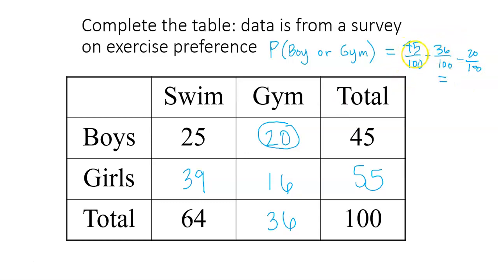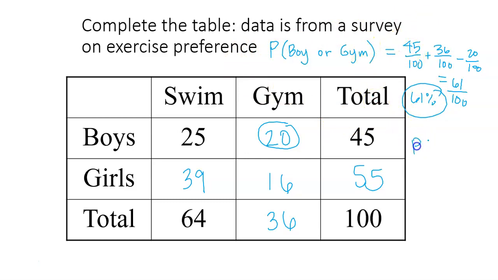So this would basically be 61 out of 100, I think, if I did my addition correctly. Let's just double check it really quickly. 45 plus 36 minus 20. Yeah, it was 61 out of 100, which is 61%, right? So there are 61% of the people who are either a boy or they prefer the gym.